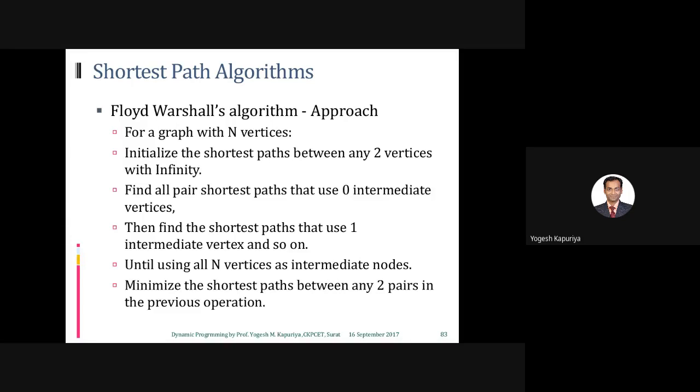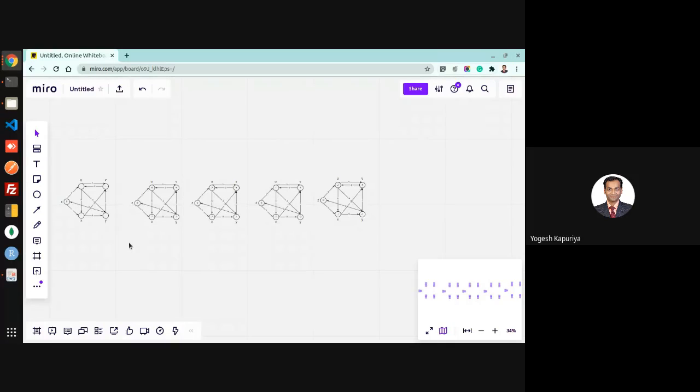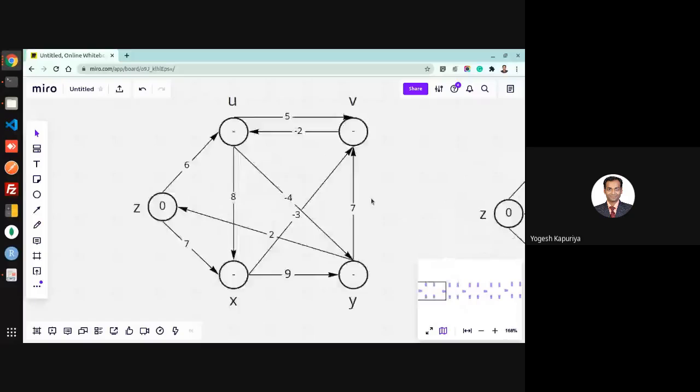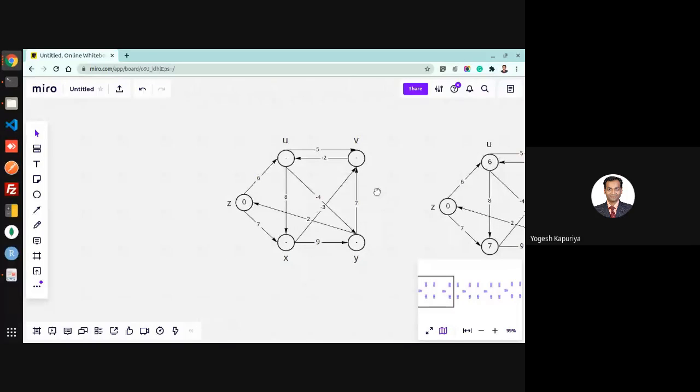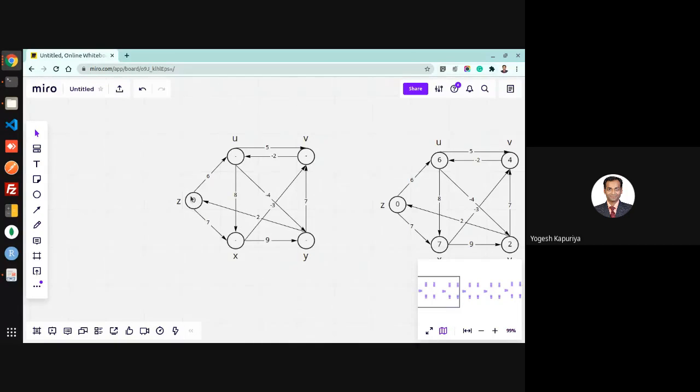Now what is next? Find all pair shortest paths that use zero intermediate vertices. Zero intermediate vertices means that you will find the shortest distance between adjacent vertices. So if we discuss from this graph, zero adjacent means that z and u are zero adjacent. z and x are zero adjacent. v and y, u and v, x and v, x and y, these all are zero adjacent vertices.